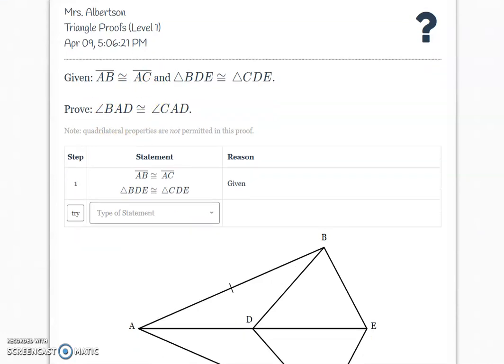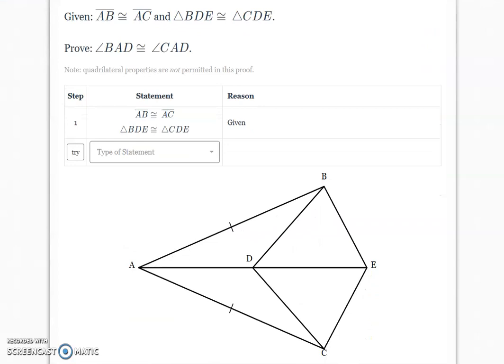Okay, so here we have some angles. Wow, look at this picture. Okay, so we are given that AB is congruent to AC. That's already marked on our picture. We know that triangle BDE is congruent to CDE, and we're trying to prove that BAD is congruent to CAD. So here's the deal. We know these two sides are congruent. What we need to prove is that this little angle up here and this one right here are congruent.